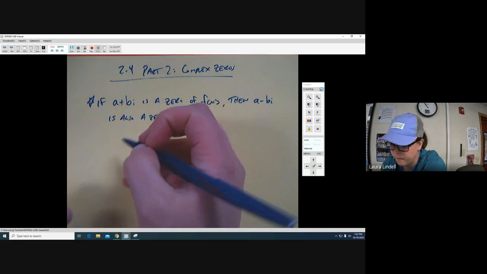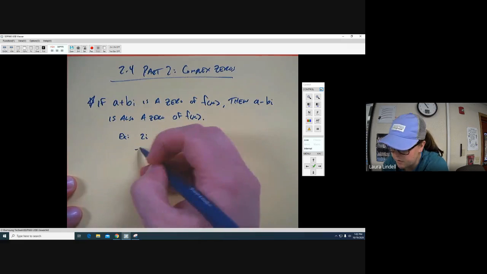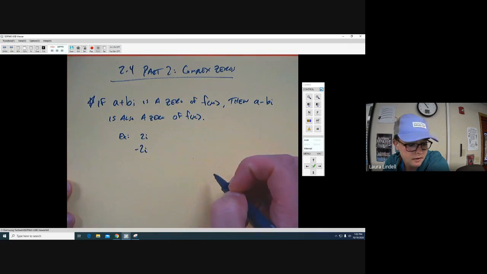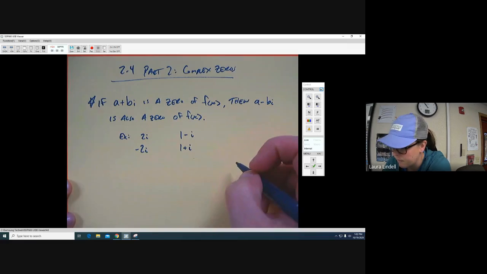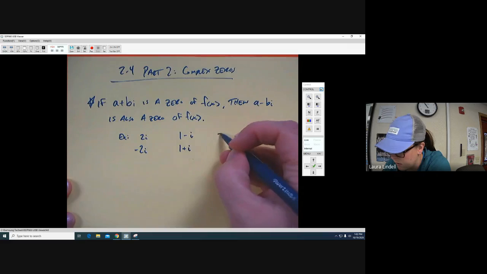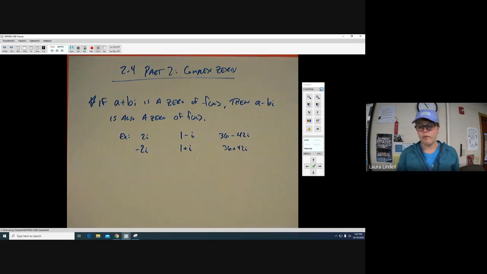So for example, if 2i is a zero, then -2i is also a zero. If 1 minus i is a zero, then 1 plus i is a zero. If 36 minus 42i is a zero, then 36 plus 42i is also a zero. So that's the theme here. If one of these things is a zero, then the other one is too. So if you're only told about one of them being a zero, you can also count on the other one being a zero. So that's kind of nice, especially when we are asked to do things like this.